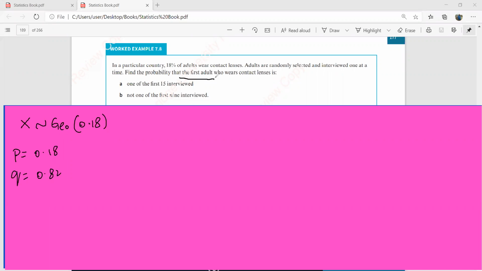It says, find the probability that the first adult who wears contact lenses is one of the first 15 interviewed. So this means N is defined here. N is going to be up to, this is going to be less than or equal to 15. So it's saying find the probability that X is, I've written greater than, sorry, this is less than or equal to 15. So this is probability X is less than or equal to 15. First of all, you must be convinced that this statement has been written as probability X is less than or equal to 15.